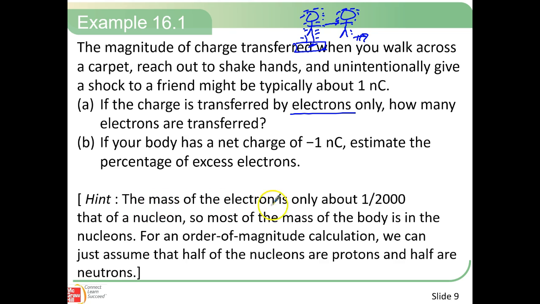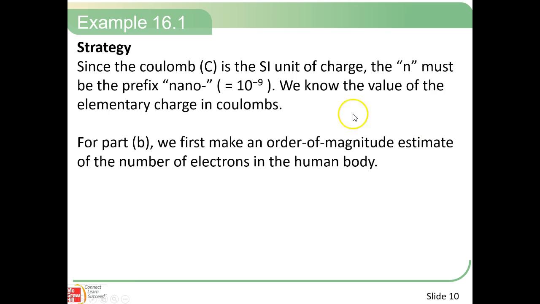Here we know that the mass of electrons is only about 1/2000th of the nucleon. So most of the mass of the body is in nucleons. We can just assume that half of the nucleons are protons and the other half are neutrons. Since we know the coulomb is the SI unit of charge, the n must be that prefix nano, and it does mean times 10 to the -9th. So it's very, very small.